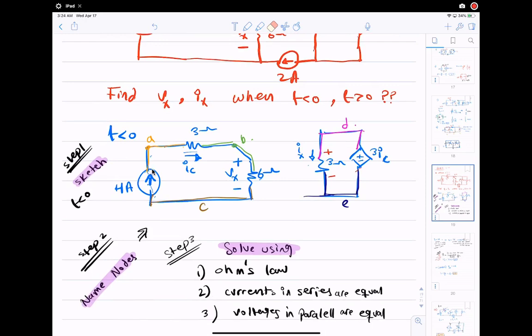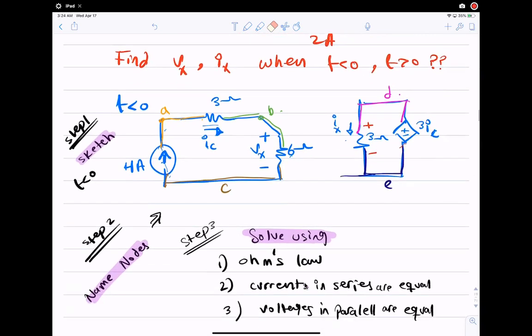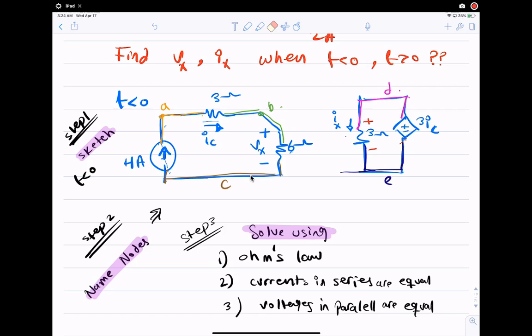Usually step 2, I would go and name the nodes. This is node number 1. I would start it from the top end of the current source, move toward the resistor. This is node B, from this side of the resistor to the other side, and then I'm stuck because there's a resistor, and there's node C. Here there is D and then E. Now, after I name the nodes, what tools do I have that would help me out in solving this problem?